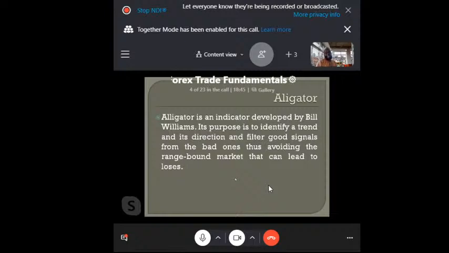The alligator is an indicator developed by Bill Williams.